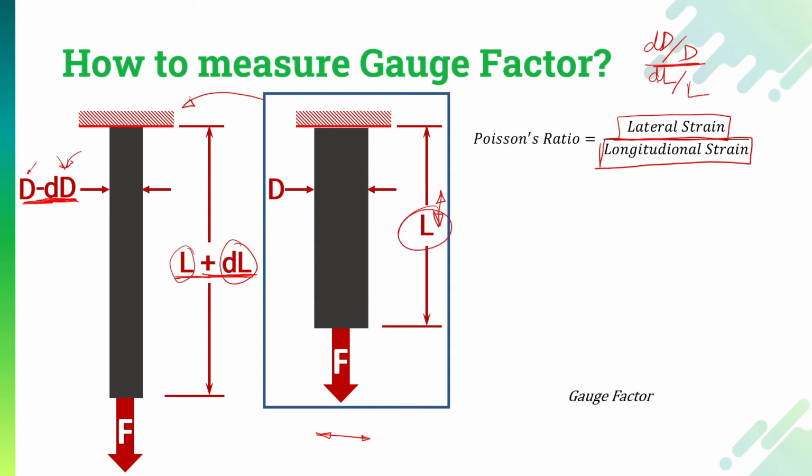So the final equation of the Poisson's ratio is mu is equal to lateral strain divided by the longitudinal strain. Now the second equation that we are going to require is the resistance of the material. The resistance is actually given by rho L by A, where rho is the resistivity of the material.